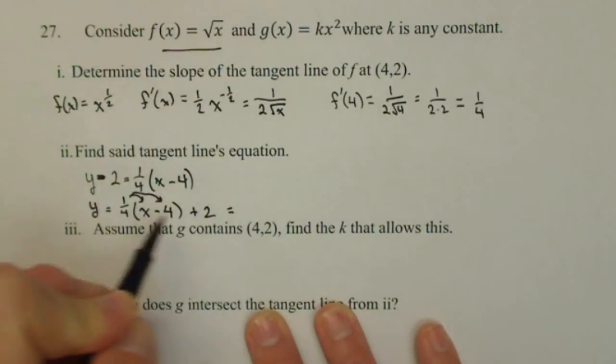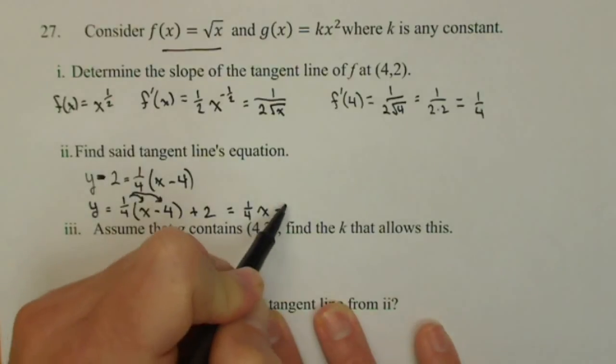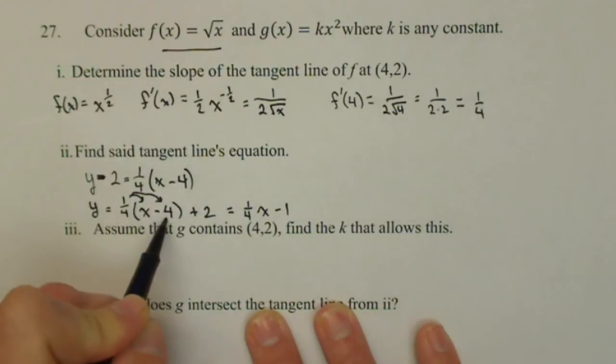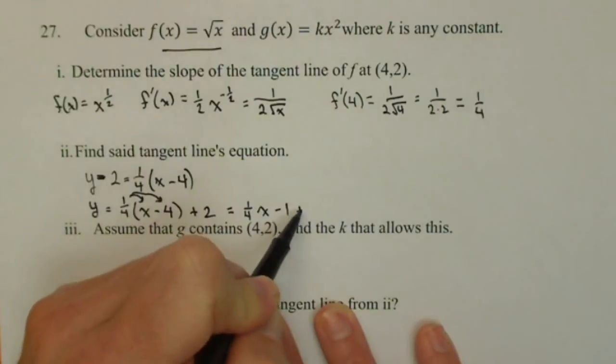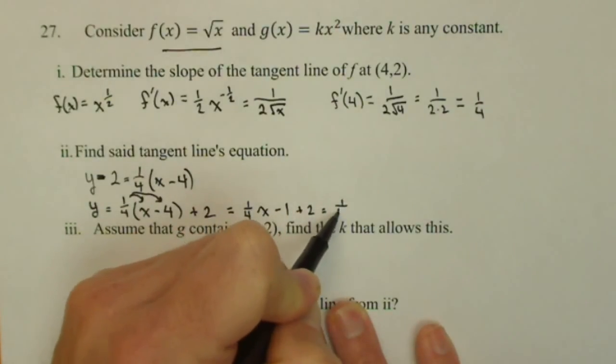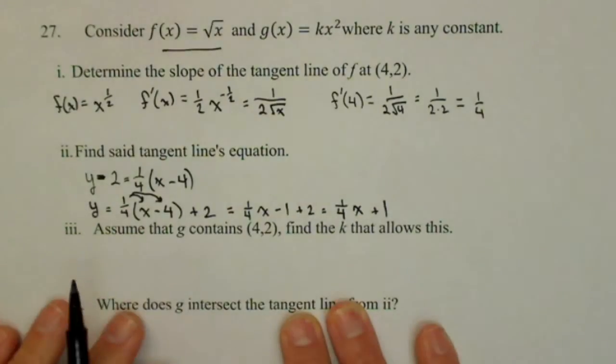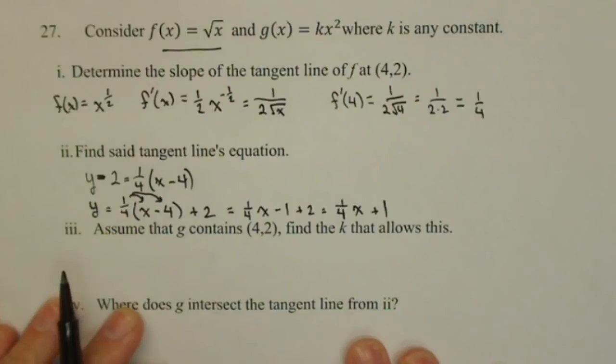So we're going to have 1/4 x minus 1 when we multiply the 1/4 times a negative 4 plus 2. So in slope-intercept form it would be 1/4 x plus 1. So there's our tangent line.